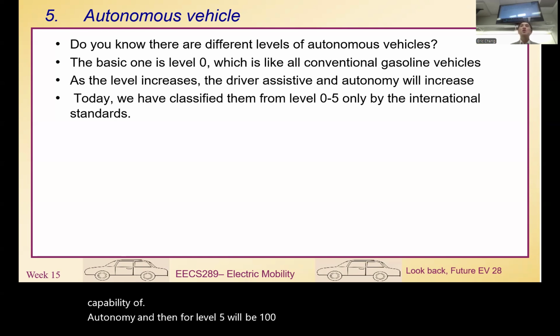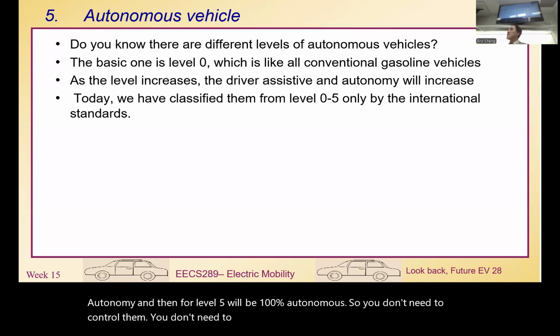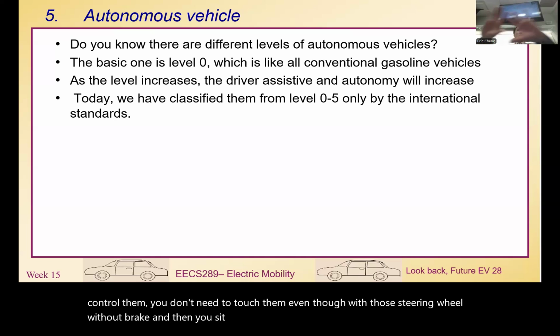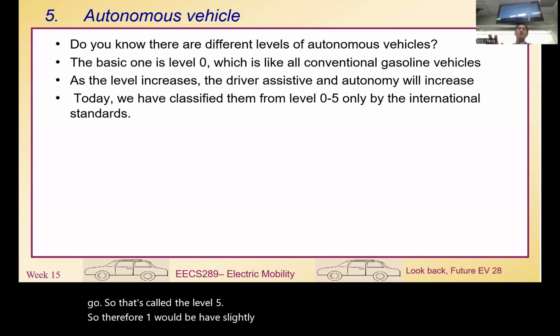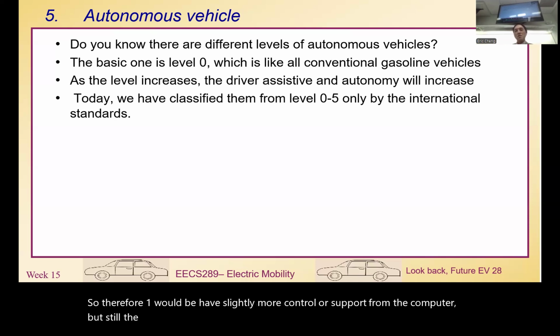So you don't need to control it, you don't need to touch it, even without a steering wheel, without a brake, and when you sit there, the dashboard has nothing. The vehicle just goes. That's called level 5. Level 1 will have slightly more control or support from the computer, but the driver must still be there. Later on, we'll go through level 0 to level 5 so that you understand what they are.